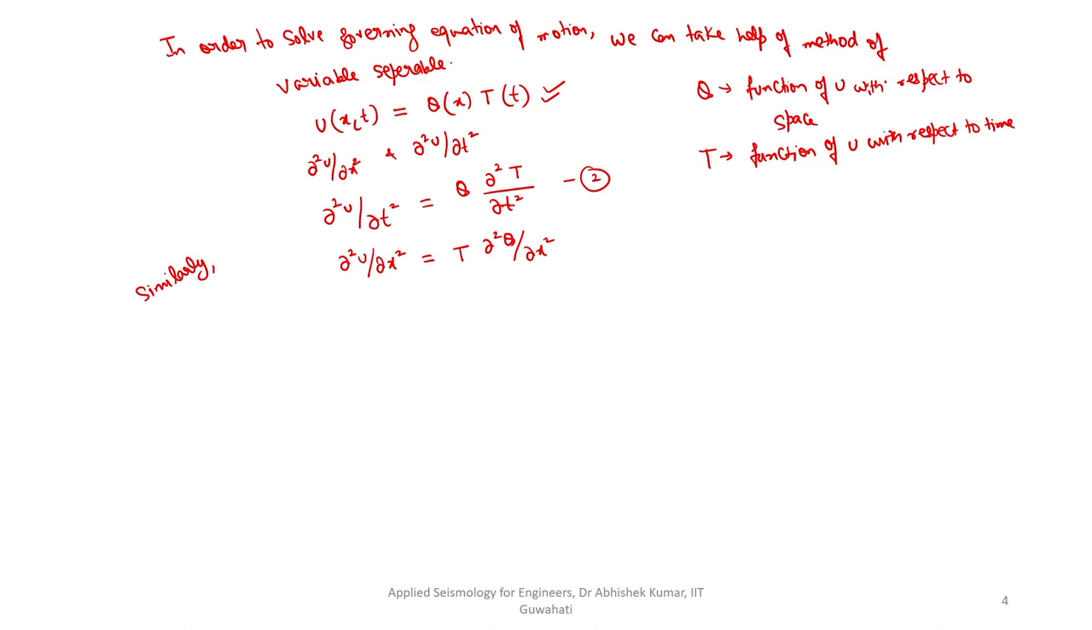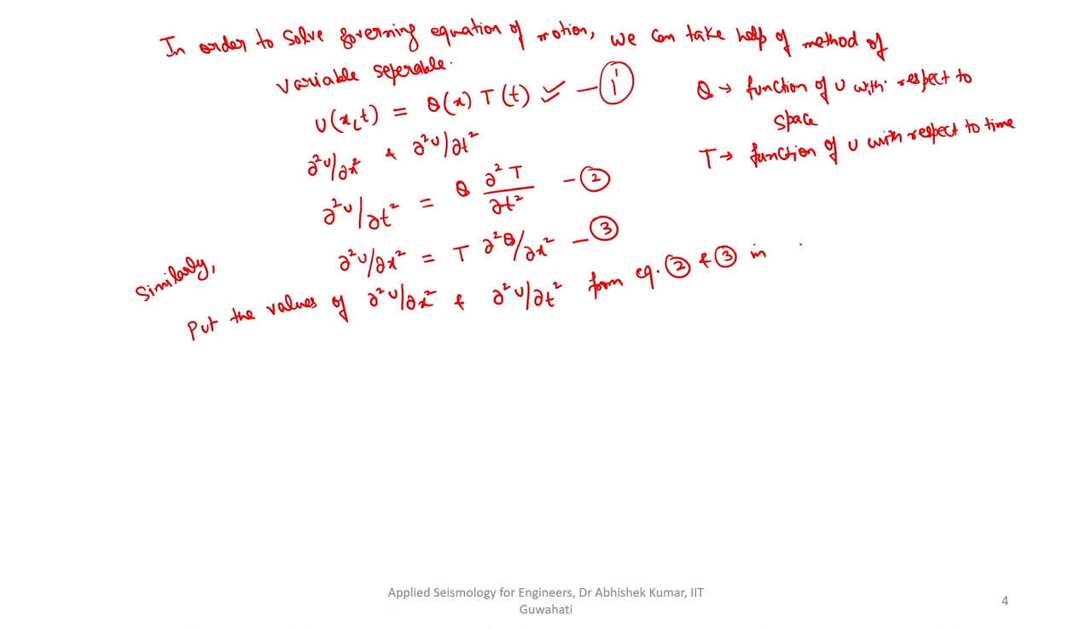Now, let this be equation 3, dou square u over dou x square, and dou square u over dou t square, in the same order, from equations 2 and 3. You can call this 1 prime, because 1 we had given and now we have moved to equations 2 and 3, so 1 prime. What you will get? q times dou square t over dou t square equals Vs square t times dou square q over dou x square.